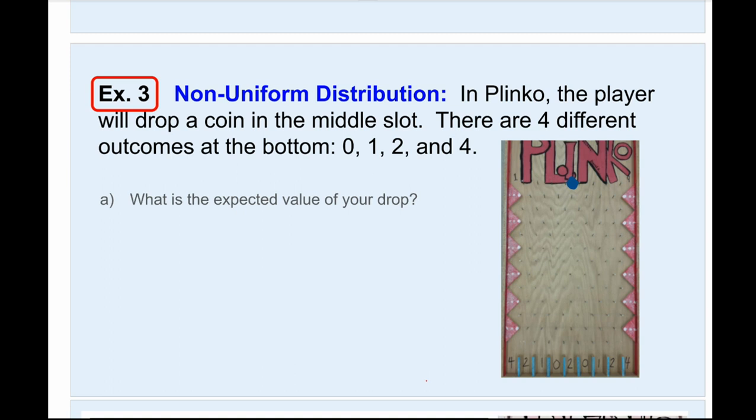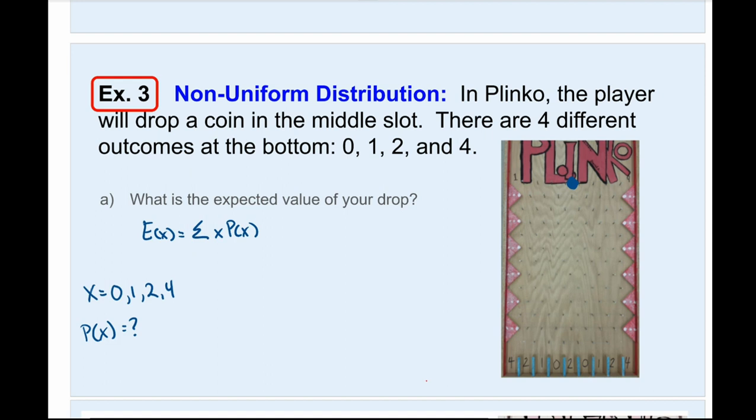So in order to find our expected value, we know the formula: the sum of each outcome multiplied by the probability of each outcome. We know for each outcome we have 0, 1, 2, and 4, but we don't know the probabilities right now. We don't know the probabilities of each one. I do, however, know, or I should remember, how to find the probability.